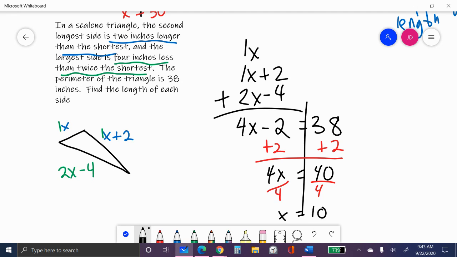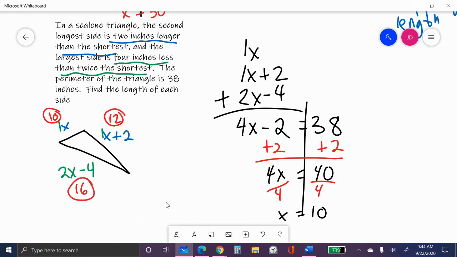So I solved for x, but again, we got to find the dimensions. So we plug it in. Plug in 10 here. 1 times 10 is 10. Plug in 10 here. 1 times 10 is 10 plus 2 is 12. And then plug in 10 in here. 2 times 10 is 20 minus 4 is 16. And when I add all these numbers up, 10 plus 12 plus 16, it is 38.